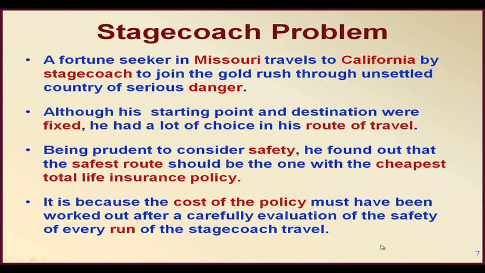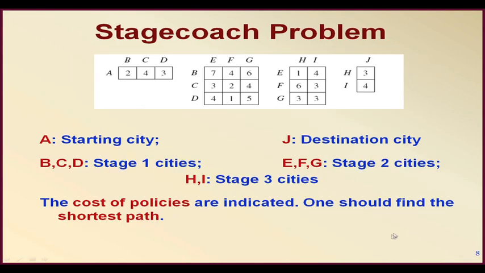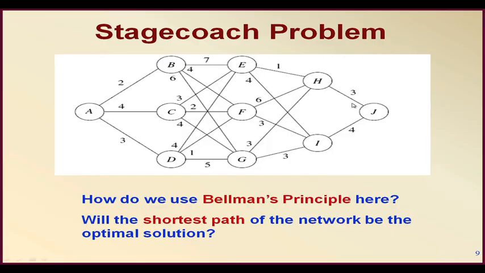So, now let us look at the stagecoach problem. The cities are divided into 4 stages. A is the starting city, then B, C, D they are stage 1 cities, E, F, G stage 2 cities, and H and I they are stage 3 cities. And this is how it looks, right. We have to go from A to J.